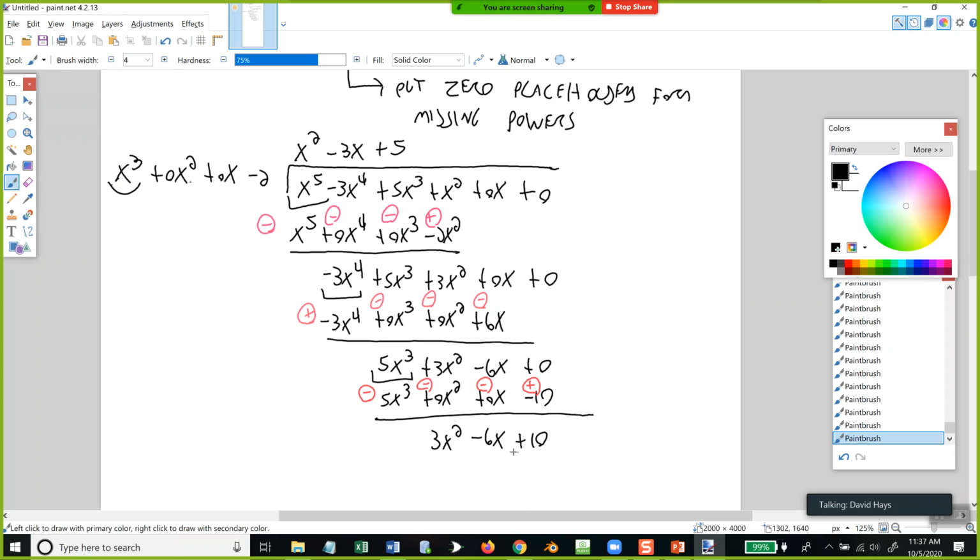Now this is a degree of 2, isn't it? Which is less than what we're dividing by. So we're going to take what our remainder is, 3x squared minus 6x plus 10, and we'll put it over what we're dividing by, which is x to the third minus 2. And that's our answer. Any questions on long division?